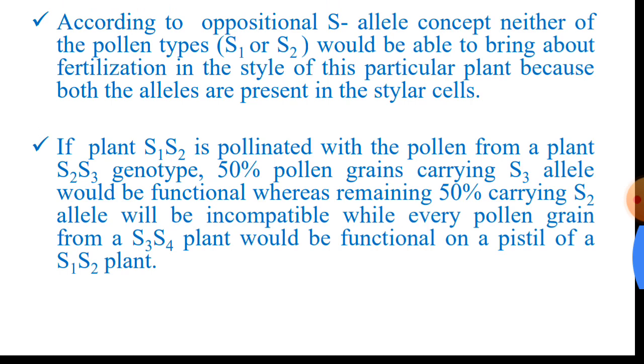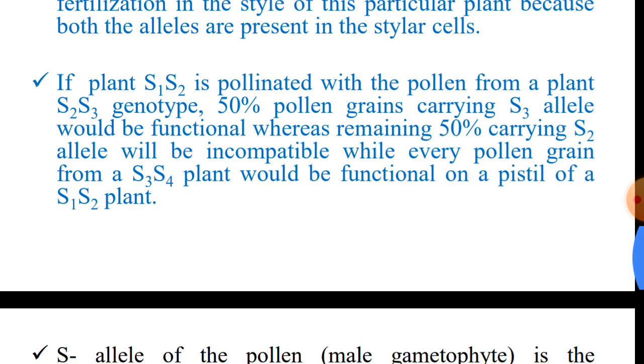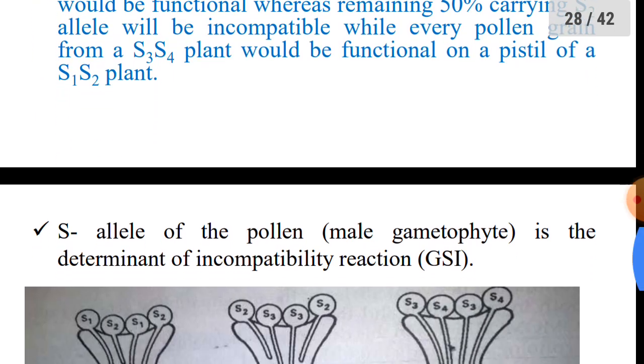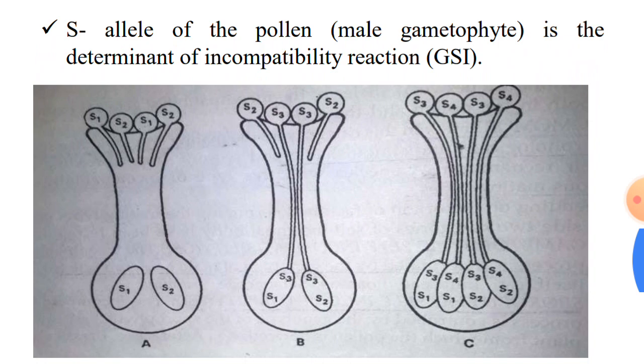If plant S1, S2 is pollinated with the pollen from a plant of S2, S3 genotype, 50% of pollen grains carrying the S3 allele would be functional, whereas the remaining 50% carrying the S2 allele will be incompatible, while every pollen grain from an S3, S4 plant would be functional on a pistil of an S1, S2 plant. The S allele of the pollen, that is the male gametophyte, is the determinant of the self-incompatibility reaction in gametophytic self-incompatibility.